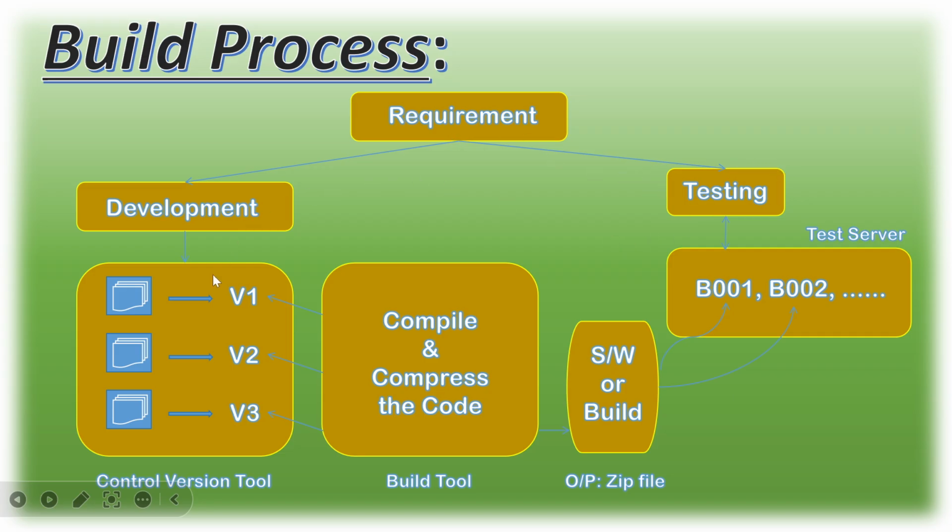All right. So likewise, again you have version 2, and the build team will compile and compress version 2, and they will create the zip file, and they will unzip that file, and they will install build 2 for version 2. Likewise for version 3, they will compile and compress, and they will give the build as B003 for version 3. Okay. So this is all about the build process we have.